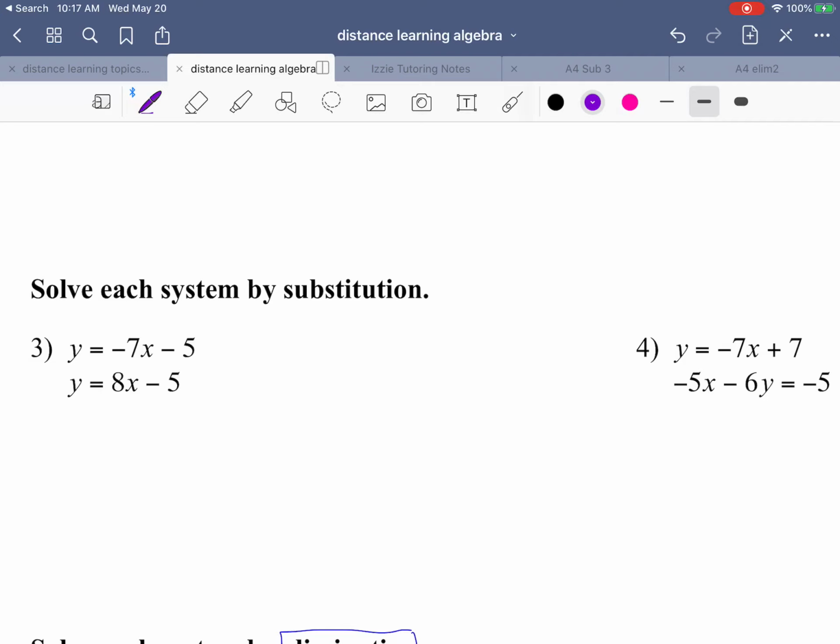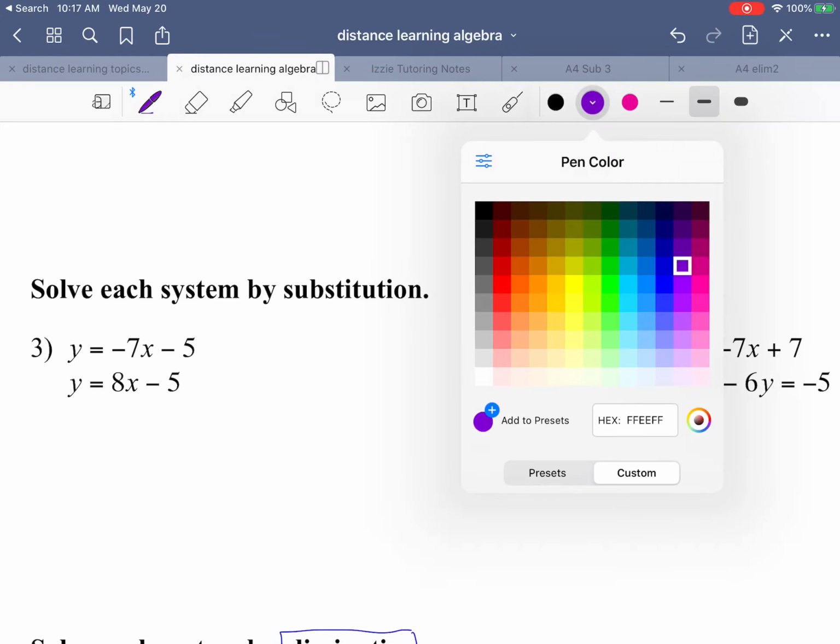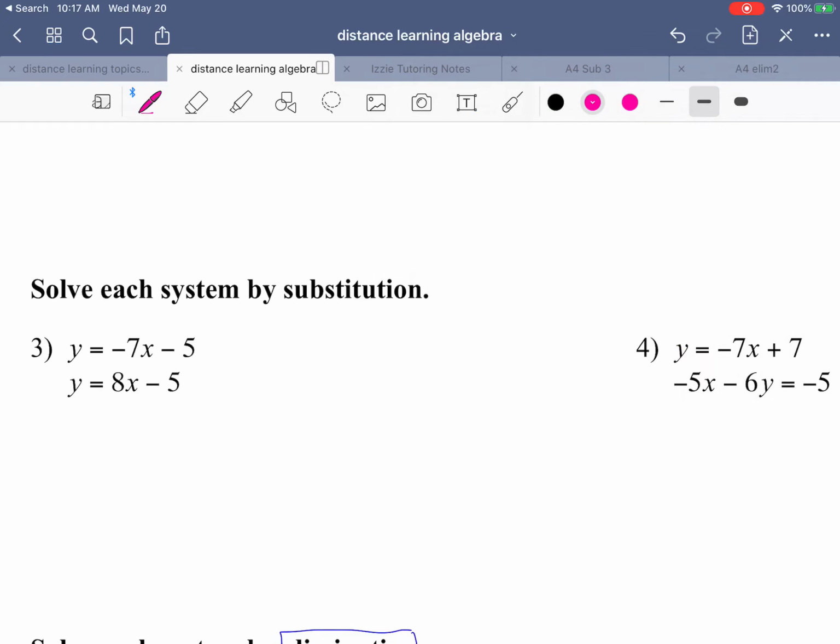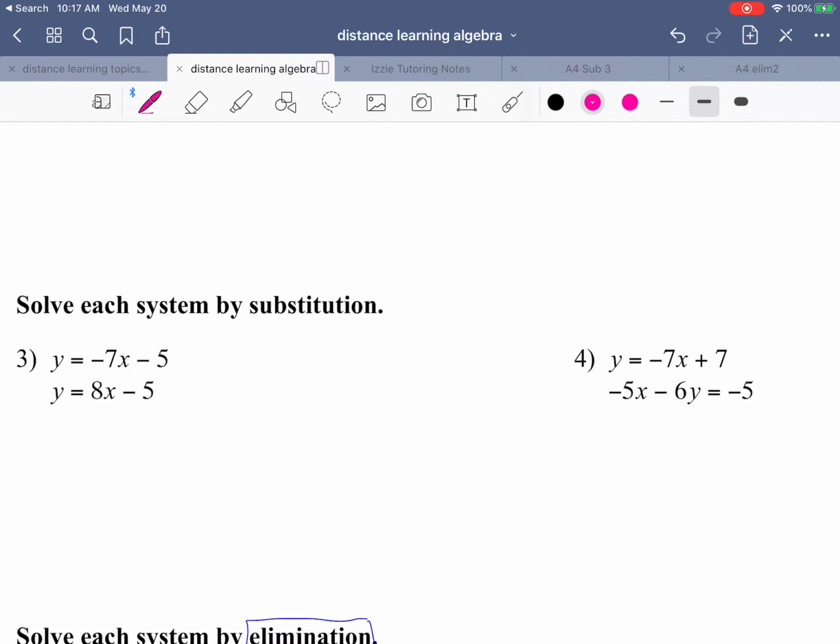Looking at the formative from May 12th, 11th, 12th, or 13th, depending on your class, here are the substitution examples. So, two different strategies to use when you have different forms. So here, both forms are in slope-intercept. Here you have a form in slope-intercept and one in standard. So let's start with number 3.